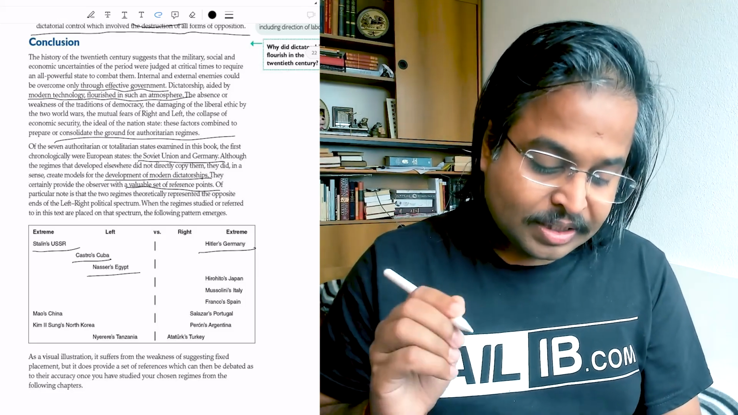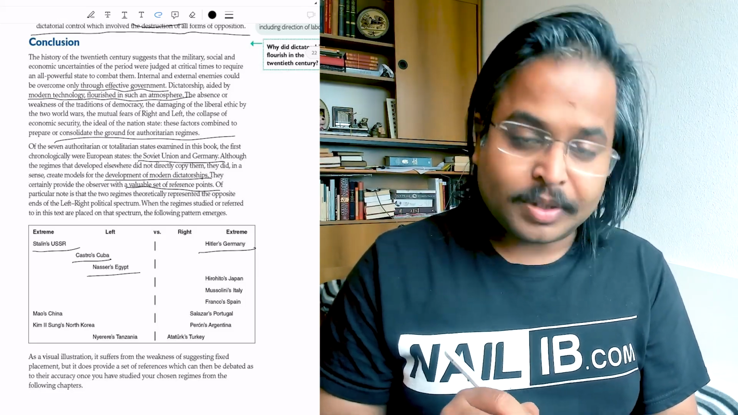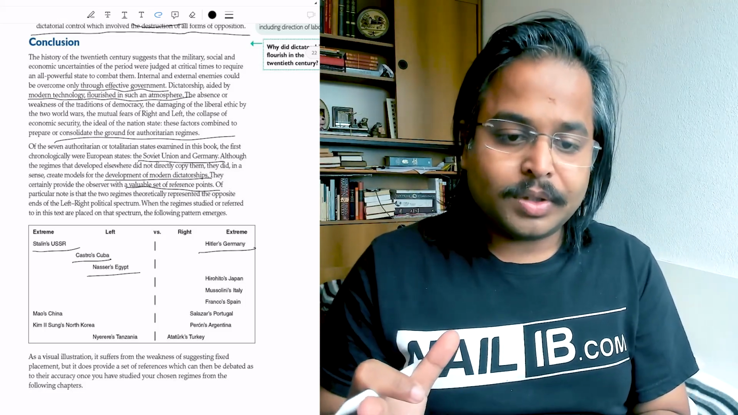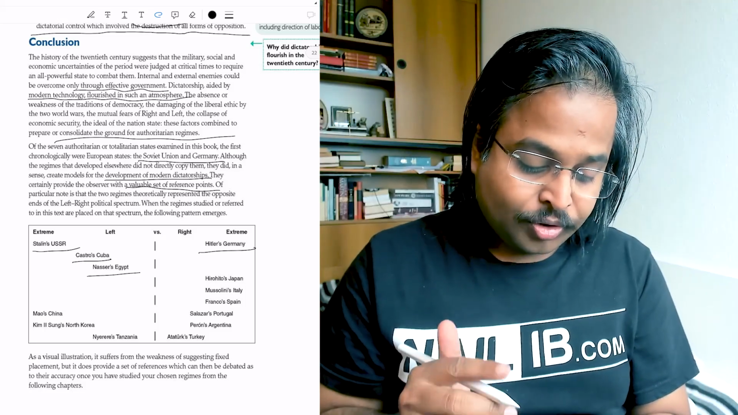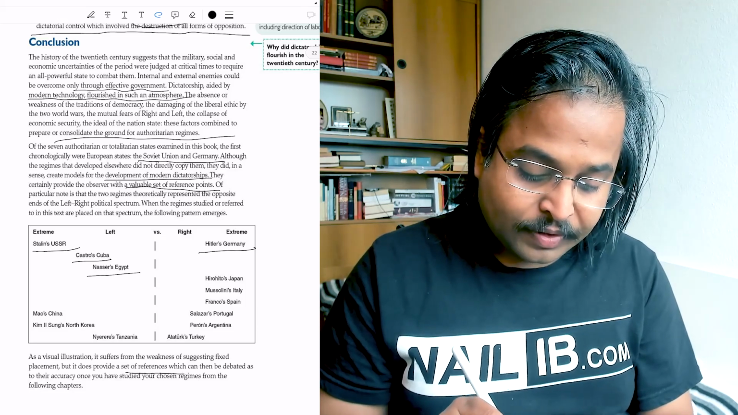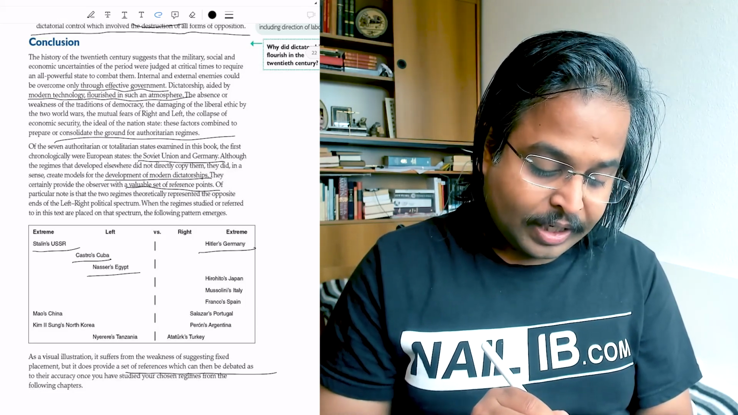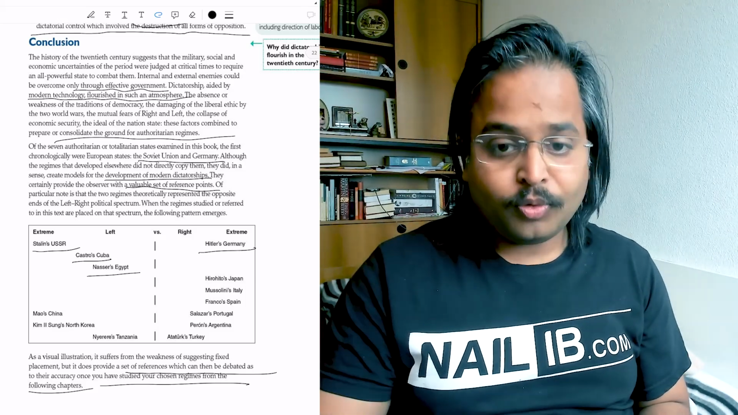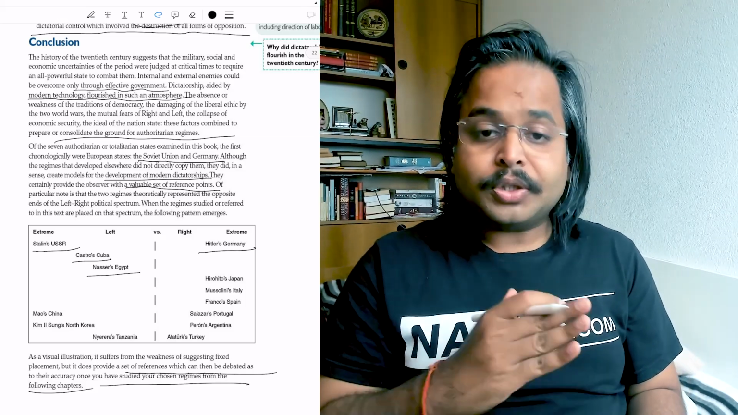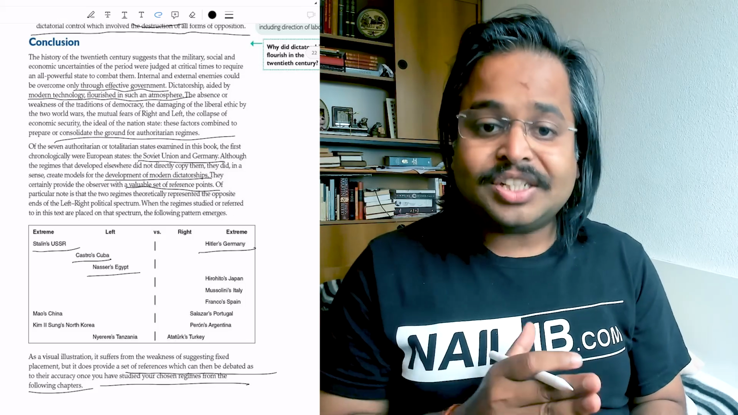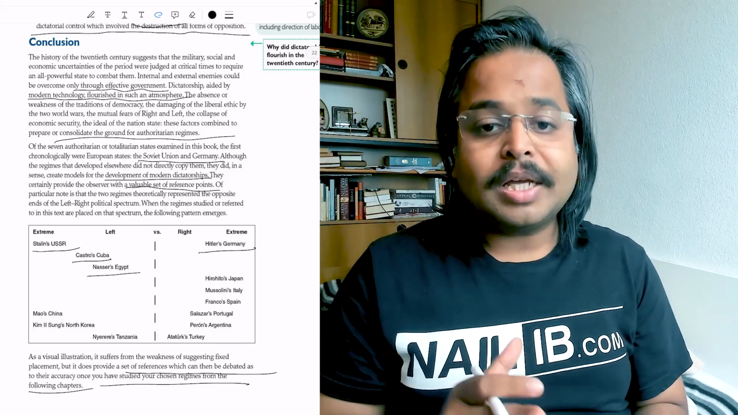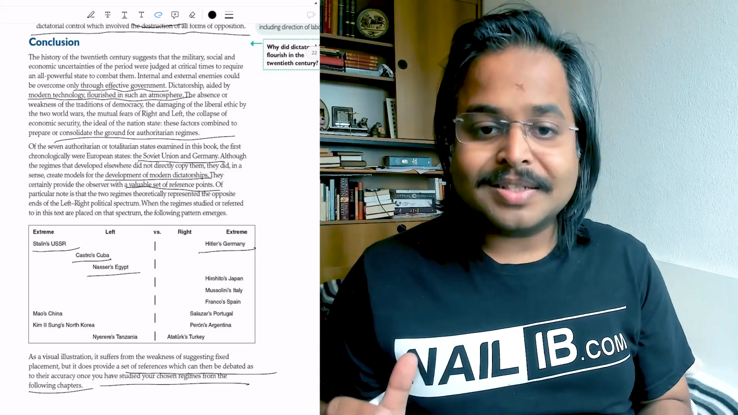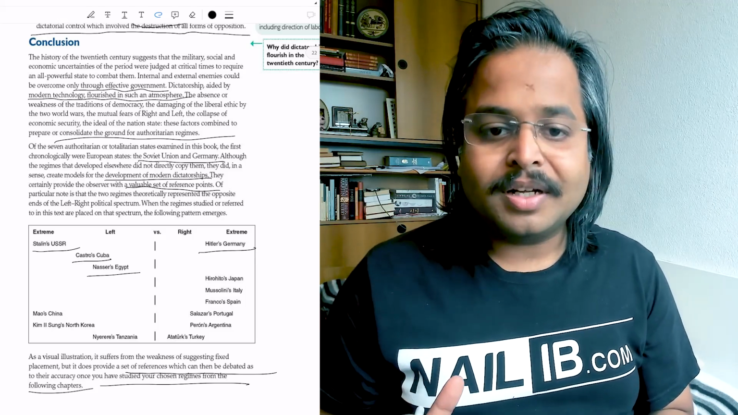As a visual illustration, it suffers from the weakness of suggesting fixed placement, the same problem that left and right are seen as fixed points. So as a visual illustration, this suffers from that limitation, but it does provide a useful set of references which can be debated as to their accuracy once you have studied your chosen regimes from the following exploration. So hopefully we'll all enjoy this, and we'll continue to criticize and question and challenge this left and right division, but at the same time use it also for our purposes when writing wonderful Paper 2 answers that can make our journey to that sweet 7 really easy.